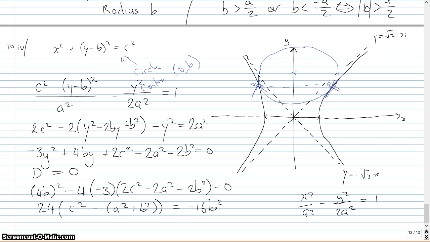Yep. And that gives us c squared is equal to negative 2 over 3 b squared plus a squared plus b squared. Just dividing through by the 24, then moving this part over. And that means that c is equal to plus or minus the square root of a squared plus 1/3 b squared. And that is our final answer.